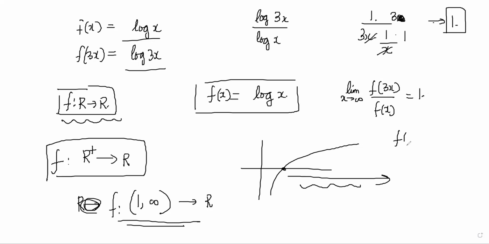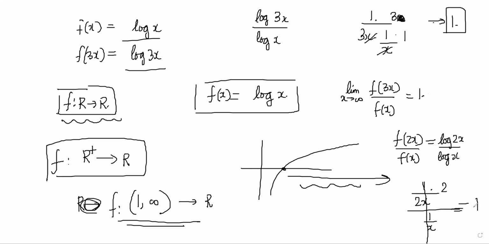And then f of 2x by f of x will also become 1 because we'll do the same thing. It is log 2x by log x, right? Right now it is infinity by infinity form, so L'Hopital rule. So 1 by 2x into 2 by 1 by x, right? That is also equal to 1.